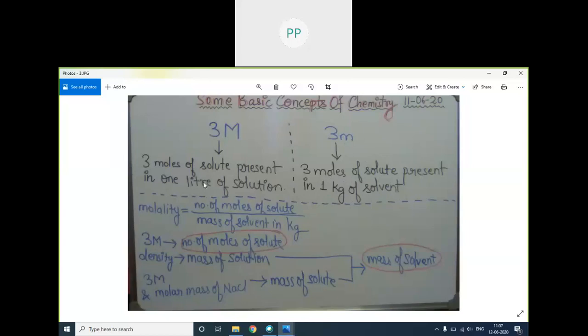So this here is the concept map of how to calculate the previous sum. Okay, from density we are getting the mass of solution. Using 3M and molar mass of NaCl we can calculate mass of solute, and combining these two we will get mass of solvent, and from 3m we are getting the number of moles. We can easily put these two values in the molality formula and we can solve.